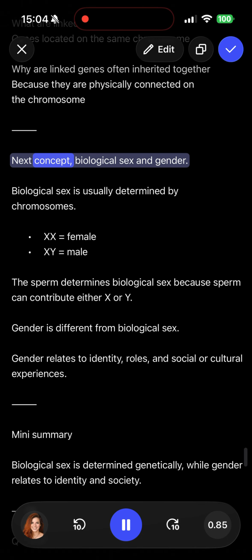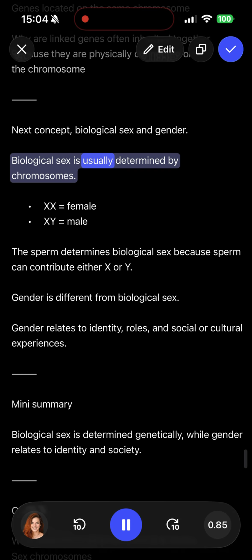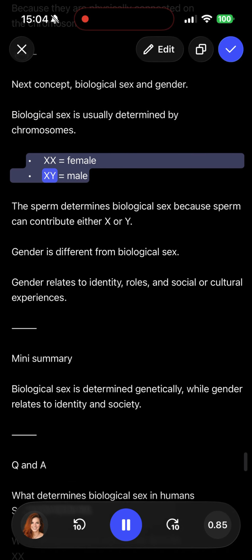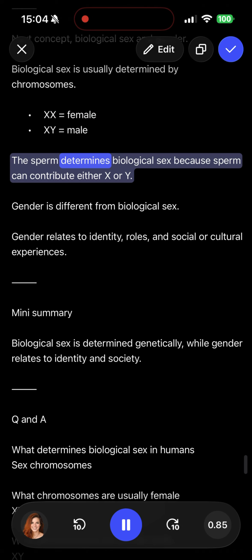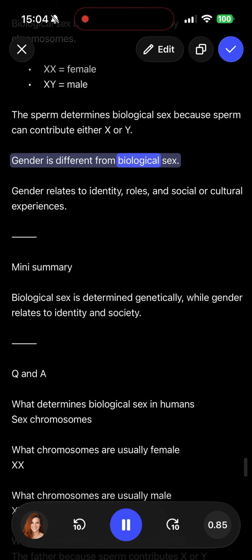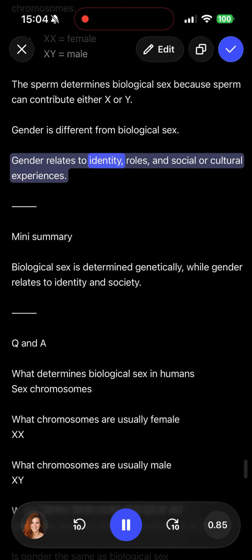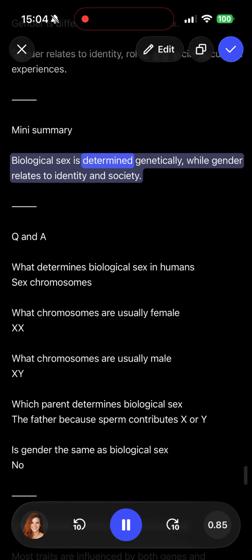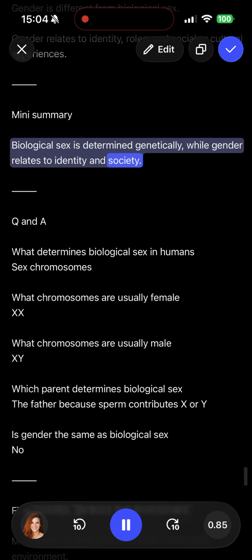Next concept, biological sex and gender. Biological sex is usually determined by chromosomes. XX equals female, XY equals male. The sperm determines biological sex because sperm can contribute either X or Y. Gender is different from biological sex. Gender relates to identity, roles, and social or cultural experiences. Mini summary: Biological sex is determined genetically, while gender relates to identity and society.